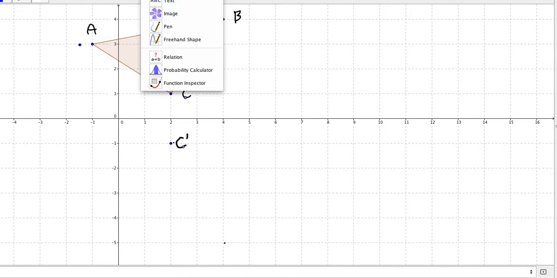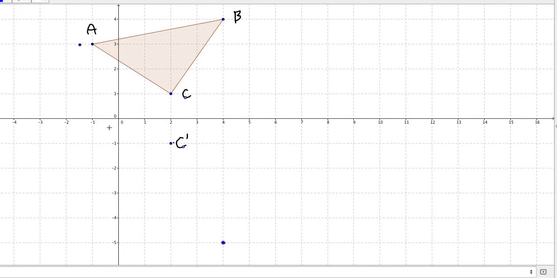Okay, let me erase that. This is our B prime. There you go. And let's put our A prime before this messes up again. So we have 1, 2, 3 units. Point A is 3 units from our x-axis, so we count 3 units down. 1, 2, 3 units down. This becomes our A prime, and this becomes our B prime.